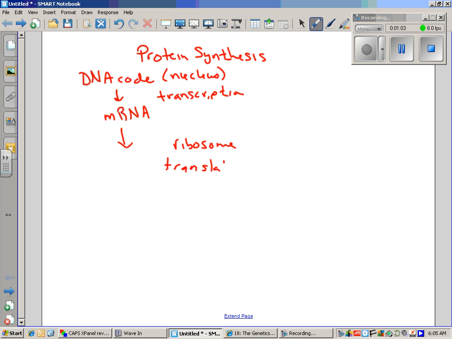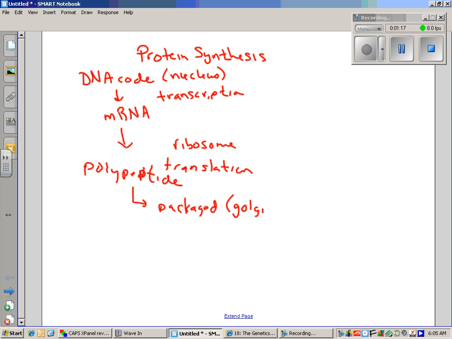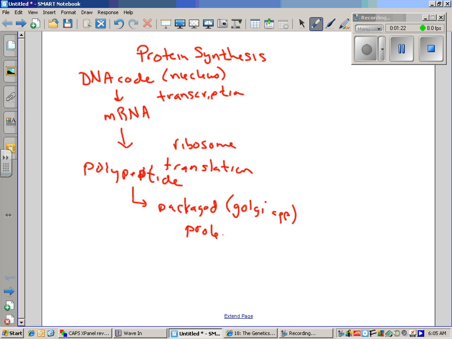translation into a polypeptide, packaged at the Golgi apparatus into a protein. A polypeptide is, remember, just a chain of amino acids.